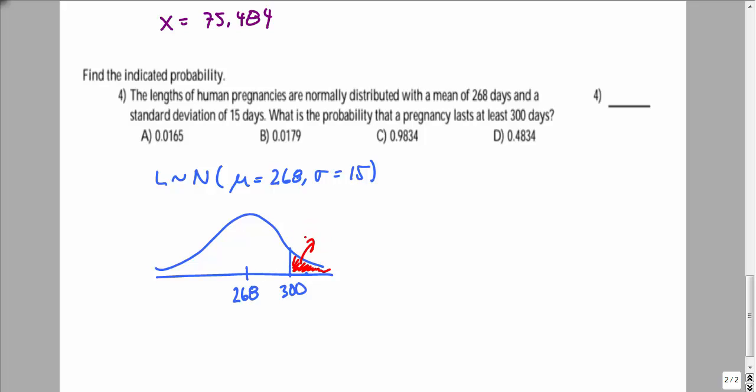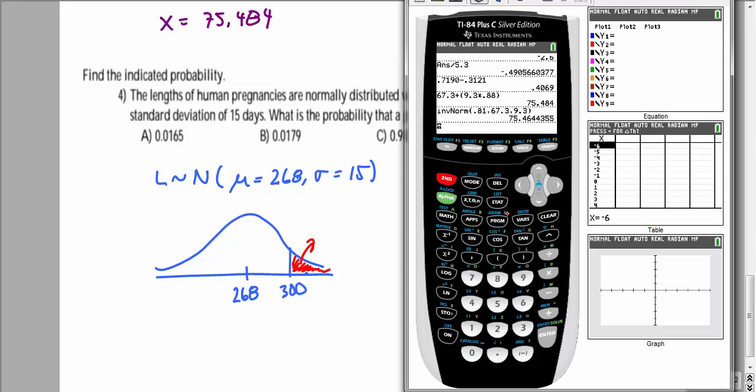So we could do this with our normal tables or our calculators. Let's go ahead and pull out our calculators first on this one. We're going to use normal CDF because I'm looking for area. So the lower value you can see is 300, and then my upper value is actually going toward positive infinity. Basically you just put in a really big number like 100,000 or 10,000. The mean is 268, that's given, and the standard deviation is 15, which is given as well.